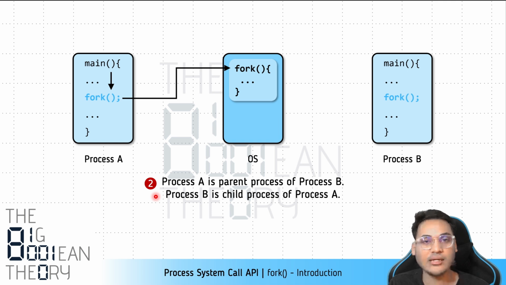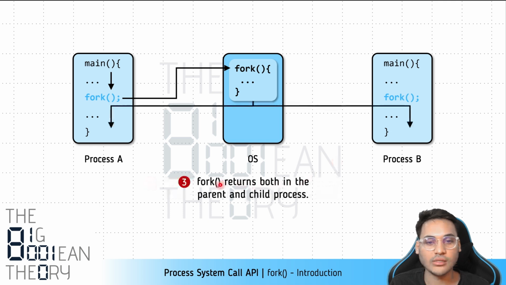The second point is that there exists a parent-child relationship between the calling process and the new process. So what I'm trying to say here is that process A is the parent process of process B, and process B is the child process of process A. So there exists a parent-child relationship between the process which has invoked the system call and the new process, right? Then a very important point is that the fork system call returns both in the parent and the child process. So this is a very important point, and let's spend some time understanding this.